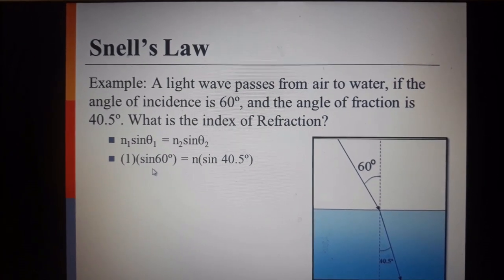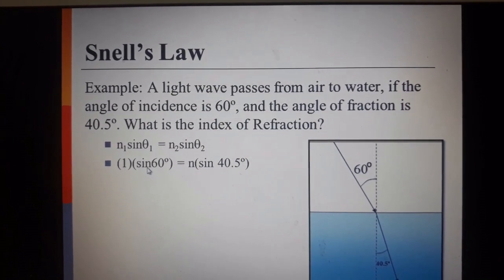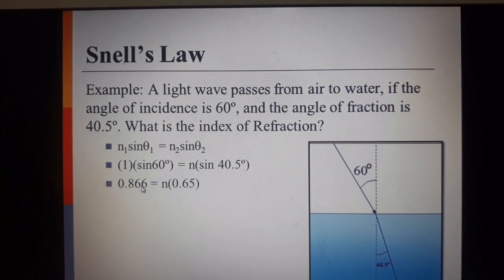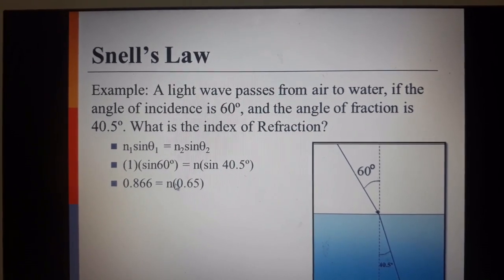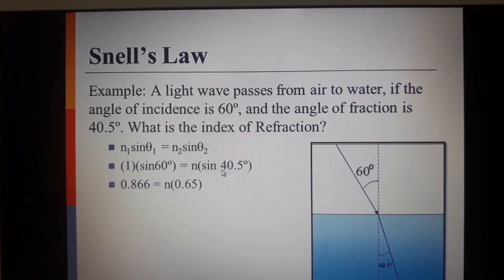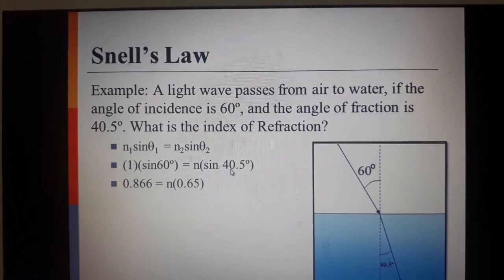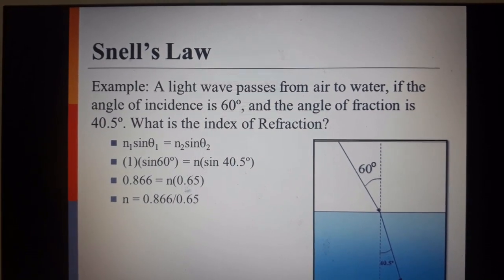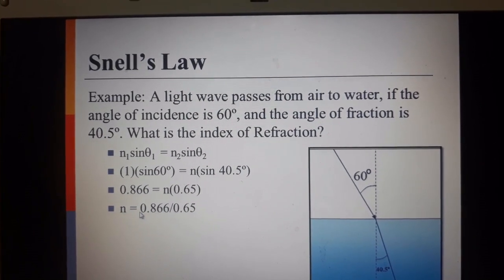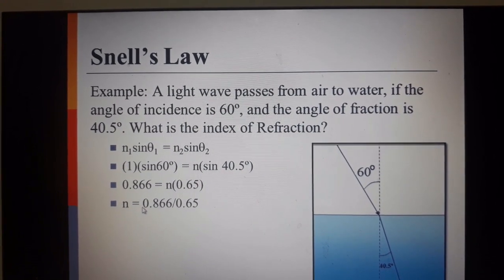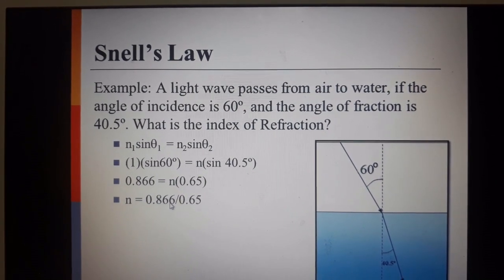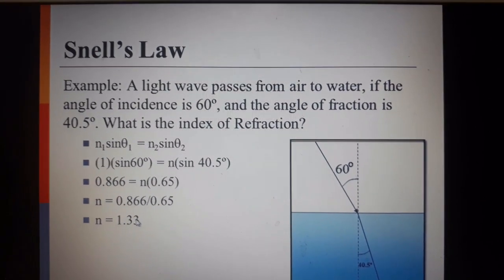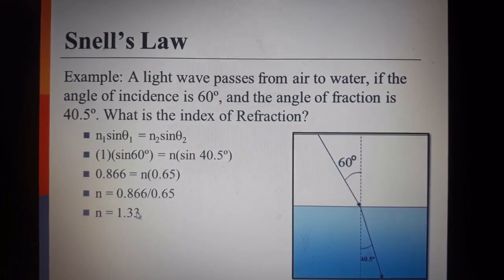The value of sine 60 is 0.866, which equals n times sine 40.5, and the value of sine 40.5 is 0.65. So n equals 0.866 over 0.65, n equals 1.33. Okay, very easy.